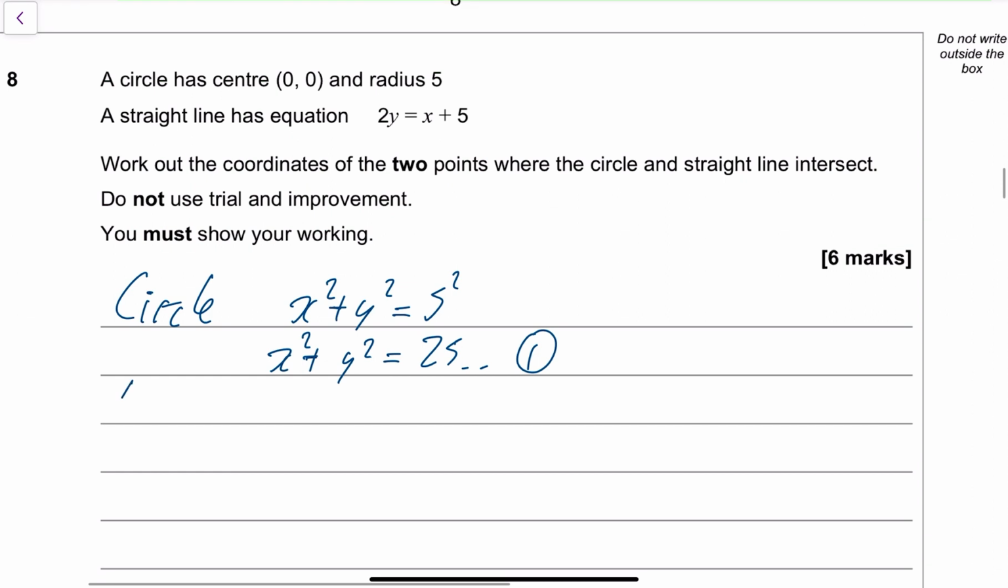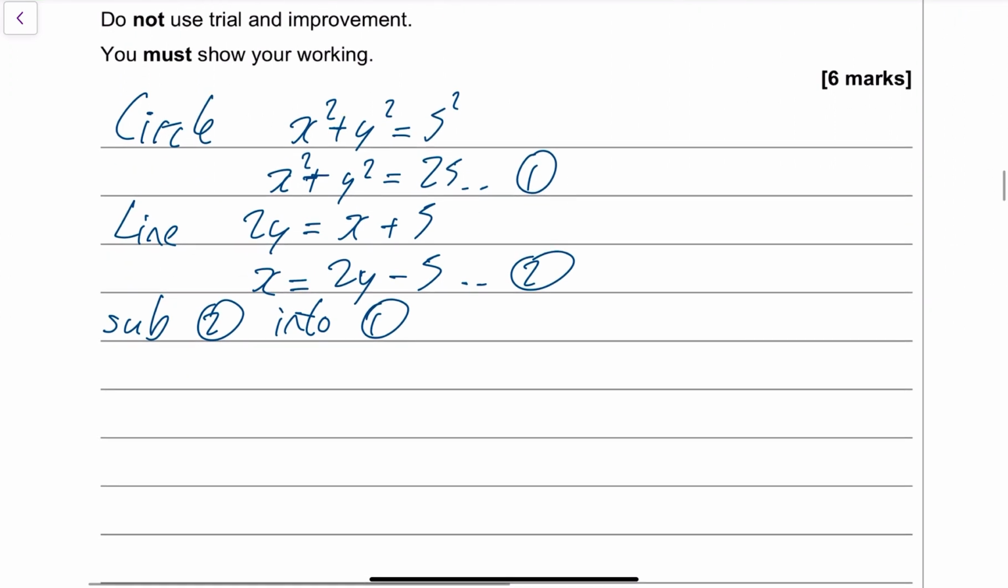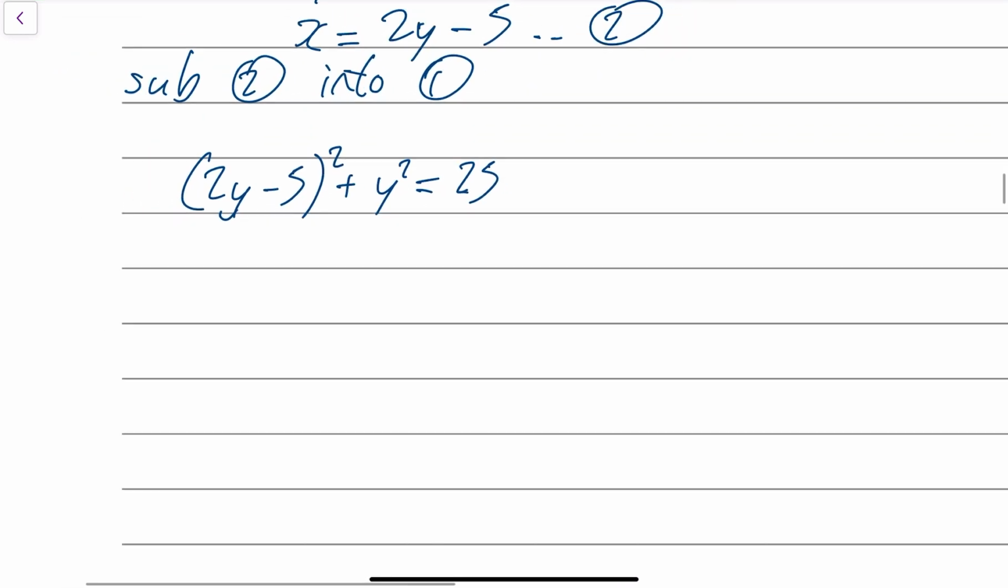And my line, I'm going to rearrange my line a wee bit. I was going to say make y the subject, but to make x the subject would make it easier. So my line was 2y equals x plus 5, which means you could rearrange that and say x equals 2y minus 5. Call that equation 2. And we're going to sub equation 2 into equation 1. So in equation 1, everywhere I see my x, I'm going to replace it with 2y minus 5. So it's actually going to be a quadratic in terms of y.